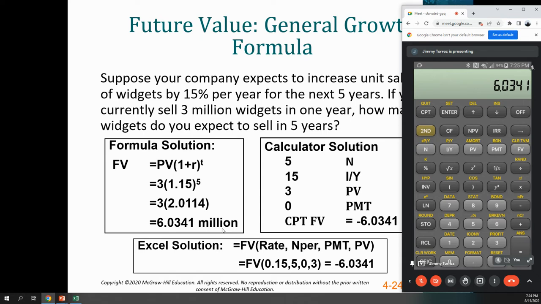Now, I can do this with the financial calculator. First, I hit 5, N, enter.